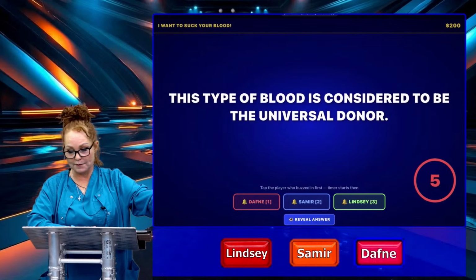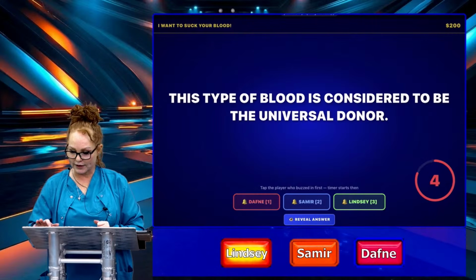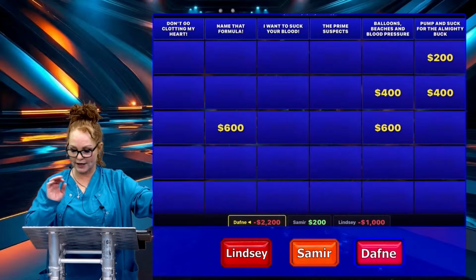I Want to Suck Your Blood for 200. This type of blood is considered to be the universal donor. Daphne, What is O neg? That is correct. Good job, Daphne.